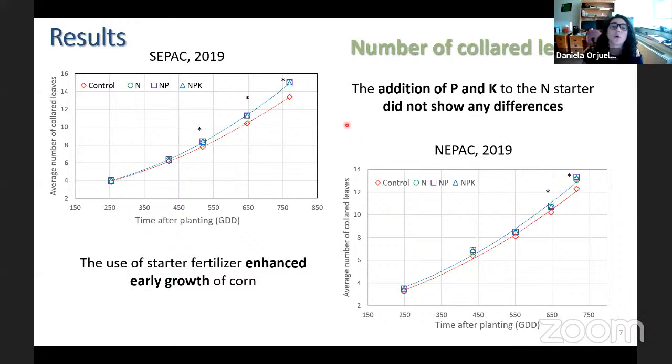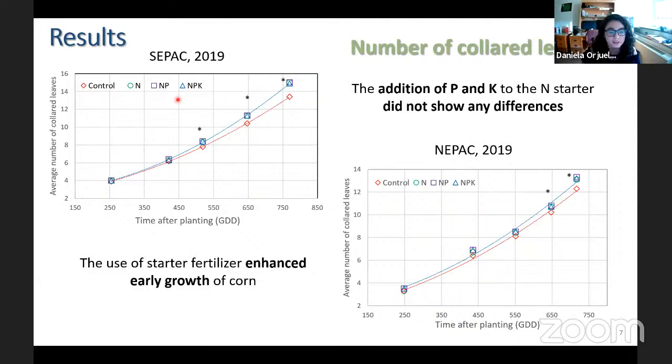Then, to compare the control versus starter, we used a single degree of freedom contrast, where we calculated the average for the three starter treatments and compared that versus the control. Every time that you see an asterisk, that is showing where that contrast was significantly different. That is to show just the difference between control and starter. So with all that clear, we can start with the results.